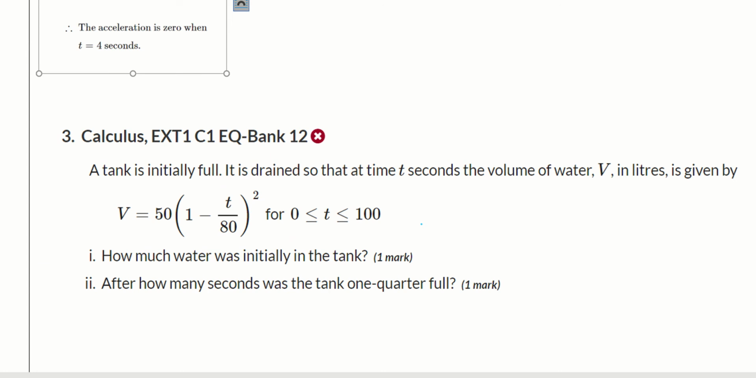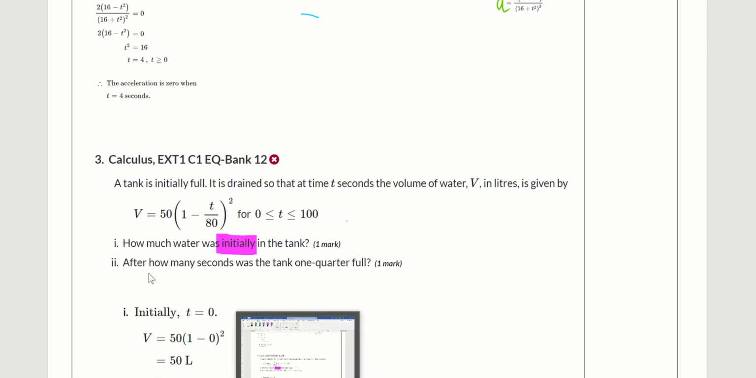So part 1 says how much water was initially in the tank. Initially, well, what do I know? Initially means when time is equal to 0. So all you will be doing for the first example is substituting 0 in where t is and solving that. Okay, so you end up with 50 litres. Okay, and again, I would write therefore initially the tank has 50 litres of water.